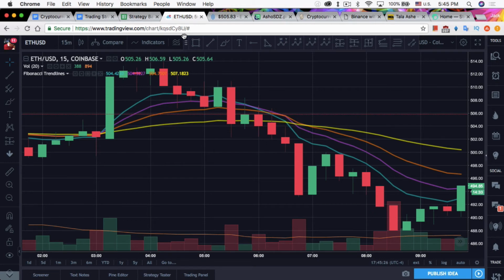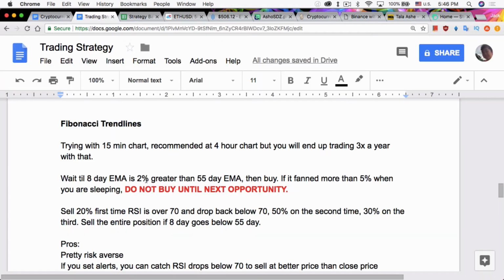There's no bot involved. So if the trend lines fan out at 2 a.m. when I'm sleeping, I can't buy into it. So I need to wait until the next opportunity, because if I try to buy in when it has already fanned out, more than likely I will be losing money. The other thing, as I mentioned, was I wanted to make sure that the fan out really equates to a bull trend. So I wanted to make sure the fan out has a specific percentage. So in this case, the 8-day has to be 2% greater than the 55-day EMA.